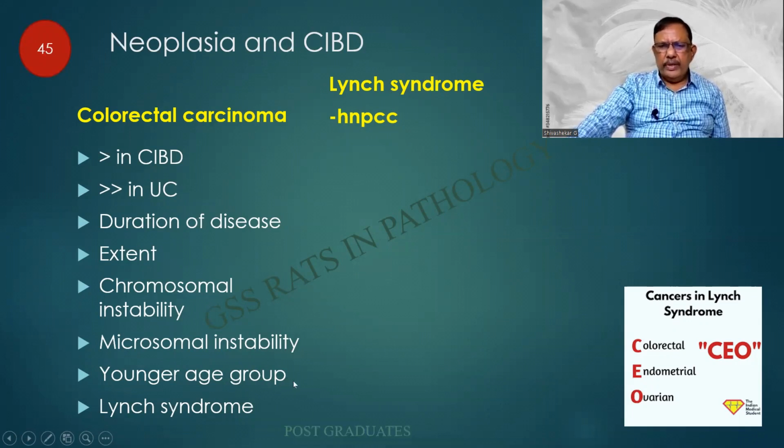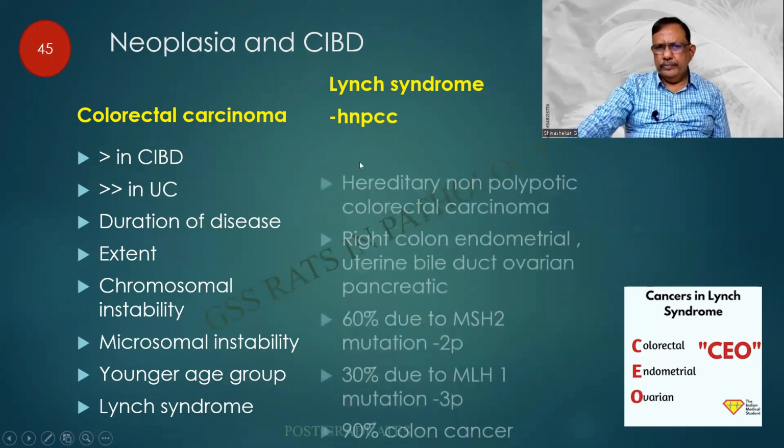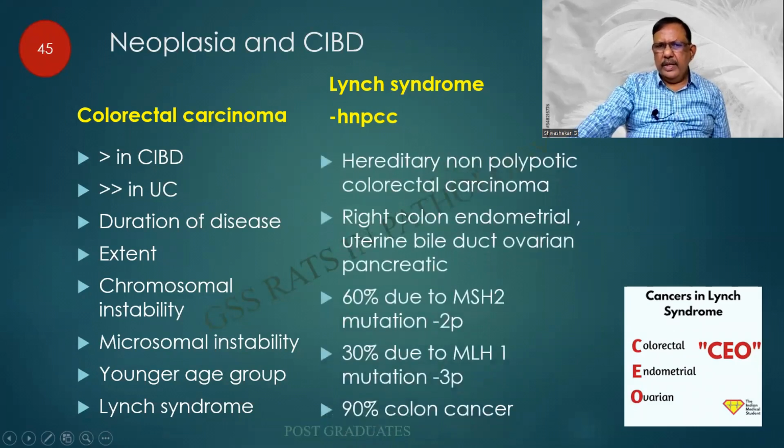Younger age group is affected in this, and there is also a group called the Lynch syndrome, which is predisposing to chronic inflammatory bowel disease and then the malignancy thereof. So these are the details of the Lynch syndrome. You people will be seeing it elsewhere. A lot of malignancies, colon, endometrium, bile duct, etc. can be caused, but CEO can be your mnemonic. Remember at least colorectal, endometrial, and ovarian.